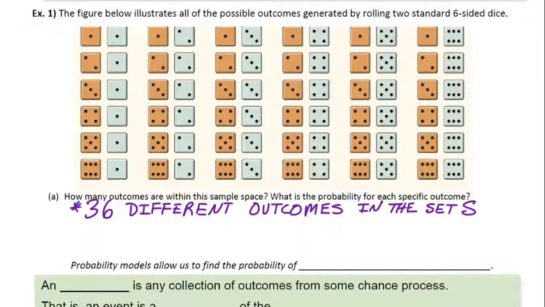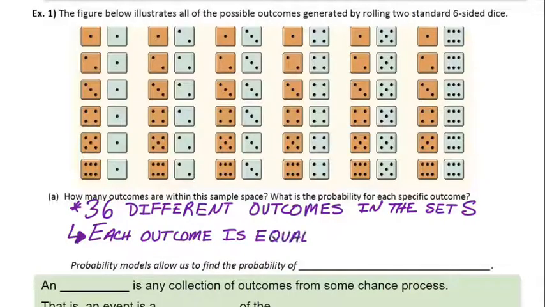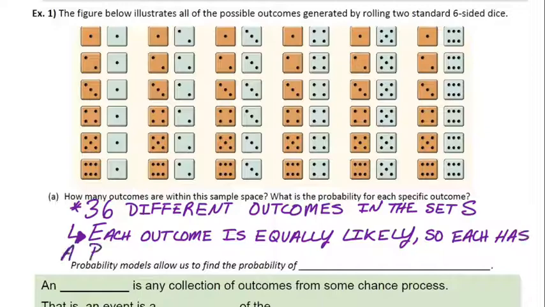What's the probability for each specific outcome? Well, none of these outcomes are more likely than the other. So it would just be 1 out of 36 for each one. So each outcome has an equally likely chance of occurring. So it's probability 1 out of 36 for all outcomes.